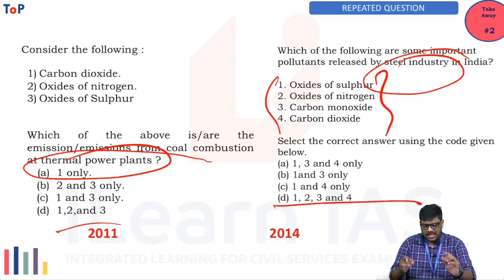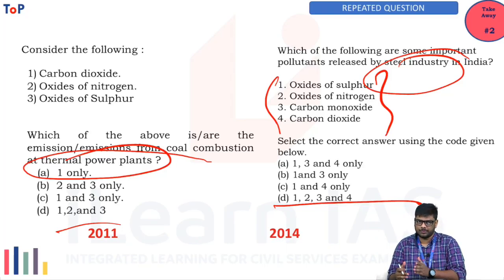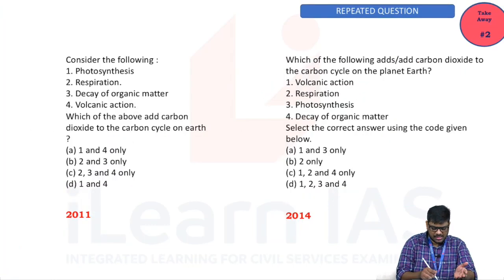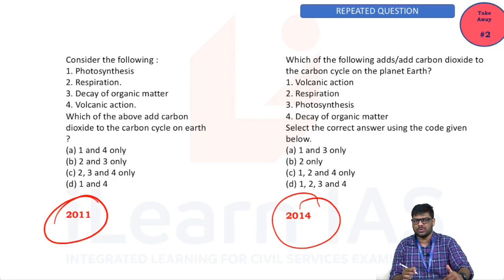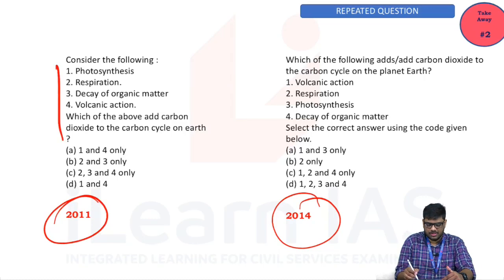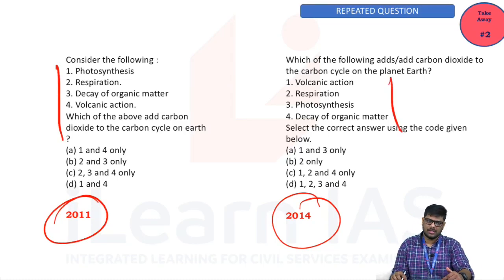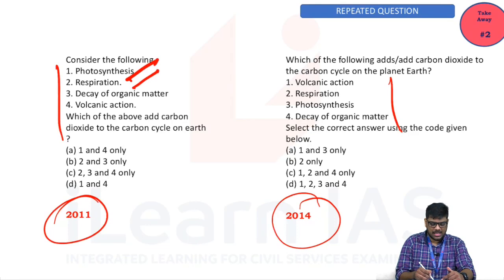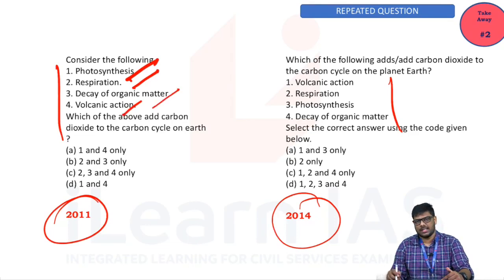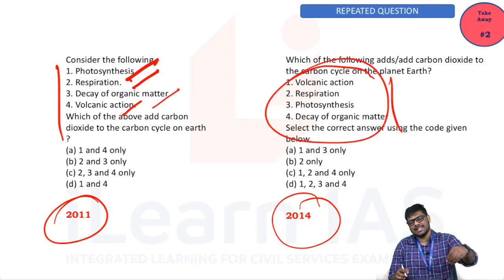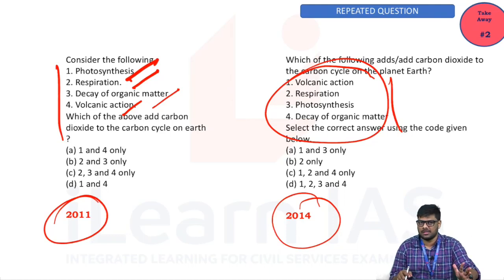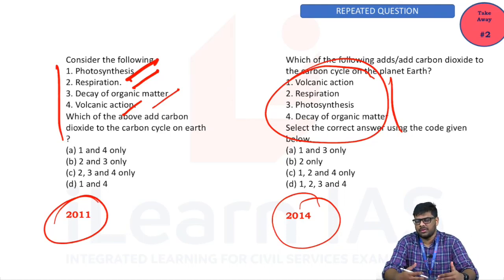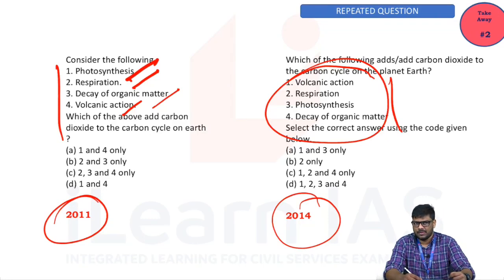So this is the example for takeaway number 2. Let me give you more examples. This is a question asked in 2011 and 2014. Look at the options in the 2 different years: photosynthesis, respiration, decaying of organic matter, volcanic actions. Only these options were jumbled in 2014, nothing else changed. So what have you got from this takeaway? UPSC is asking repeated questions every single year. Getting it? So this is my takeaway number 2.